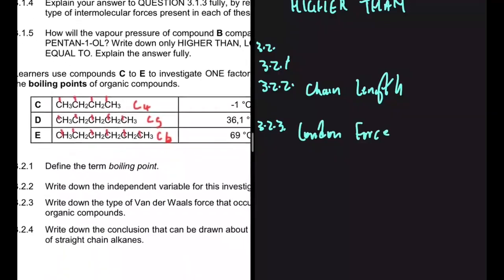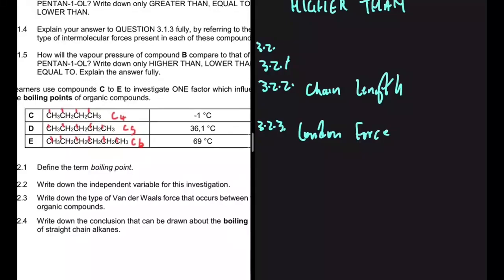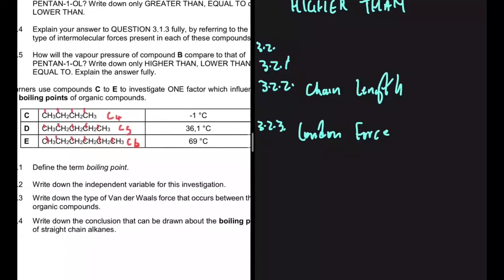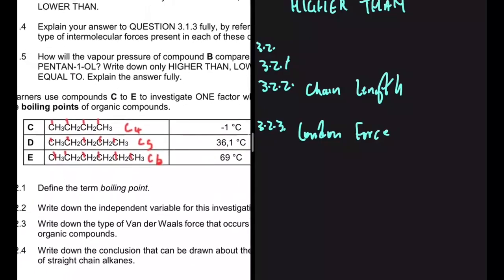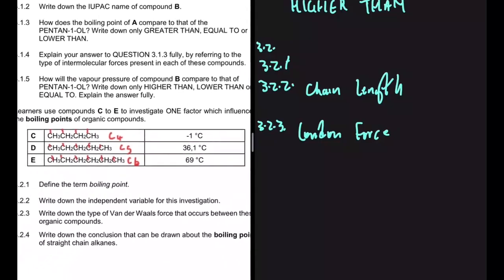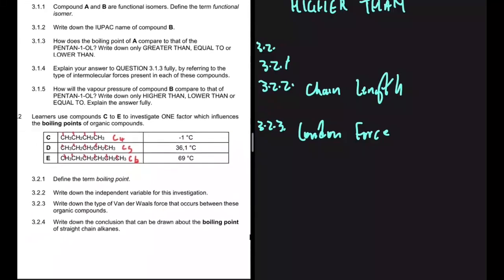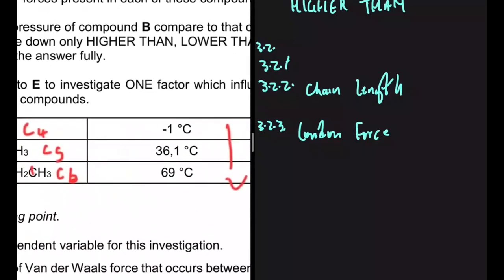Let's look at 3.2.4. Write down the conclusion that can be drawn about the boiling point of straight chain alkanes. So let's look at our diagram. We can see fully well that as the number of carbons increases, our boiling point increases from -1 to 36.1 and lastly to 69. So we can conclude that as the chain length increases, the boiling point increases. If you had said molecular mass in 3.2.2, you would say that as the molecular mass increases, the boiling point increases.